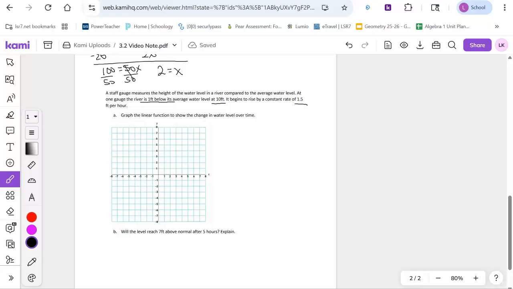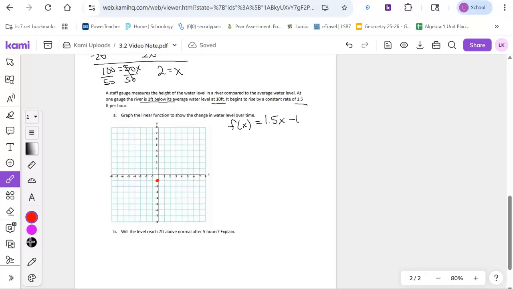So the first thing I'm going to do is write my function. So I have f of x equals, my constant is rising 1.5x, so positive 1.5x, and it's starting at negative 1 below. Okay, so now I'm going to graph this. We're graphing this just like it was y equals 1.5x minus 1. So I'm going to start at negative 1.